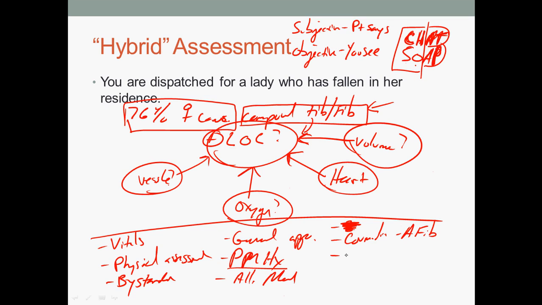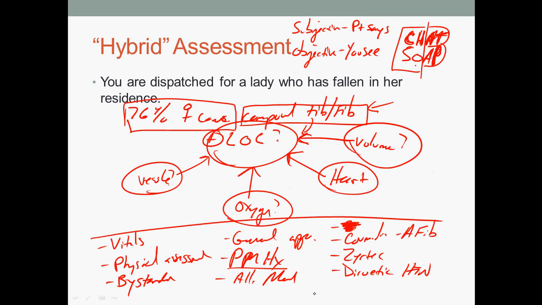She is on Zyrtec or something for her allergies. And then, let's say she's on a diuretic for her hypertension. Okay, so right now we have a little bit more explanation.